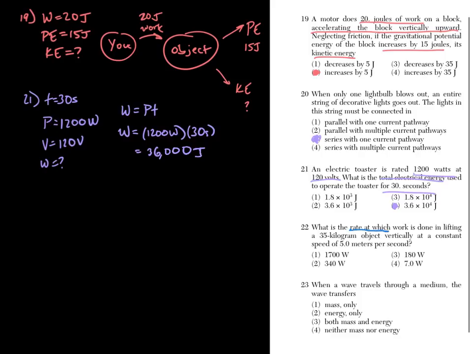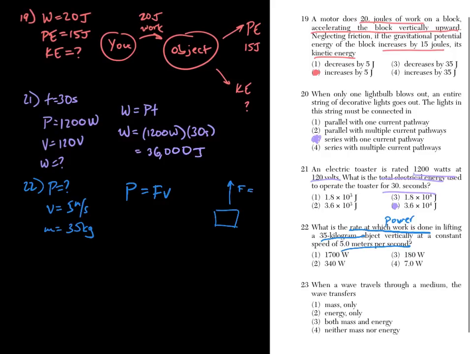The rate at which work is done, that is power. That's always power. Lifting this object with that speed. So power is what we're looking for. Speed is 5 meters per second, and the mass is 35 kilograms. When dealing with velocity, the only equation that fits is power is equal to force times velocity. Since we're lifting the object vertically upward, the force is equal to the weight. Okay?